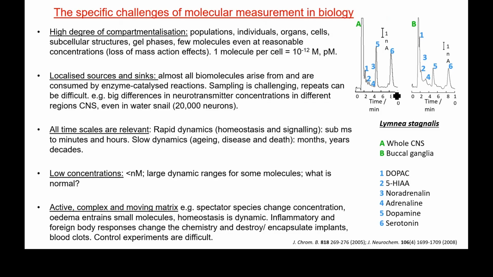And on the left-hand side, we have the whole central nervous system, and we've got these 6 analytes that we were able to detect. 4 neurotransmitters: noradrenaline, adrenaline, dopamine, serotonin, and 2 of them metabolites: DOPAC, the breakdown product of dopamine, and 5-HIAA, the oxidative breakdown product of serotonin. And we see these different levels. But if we just looked at part of the central nervous system, the buccal ganglia, we see a completely different distribution of concentrations.